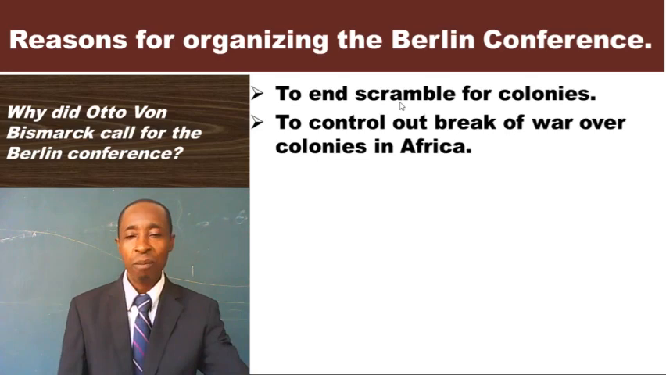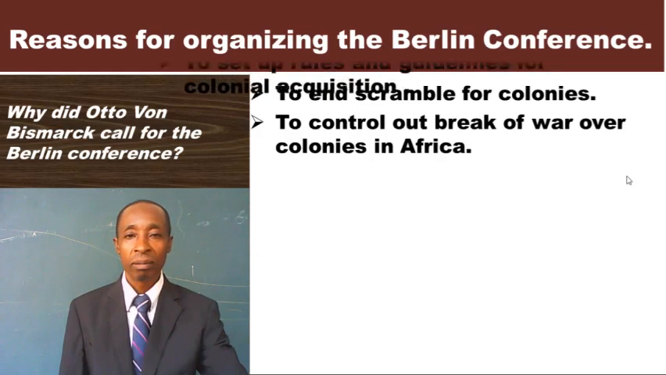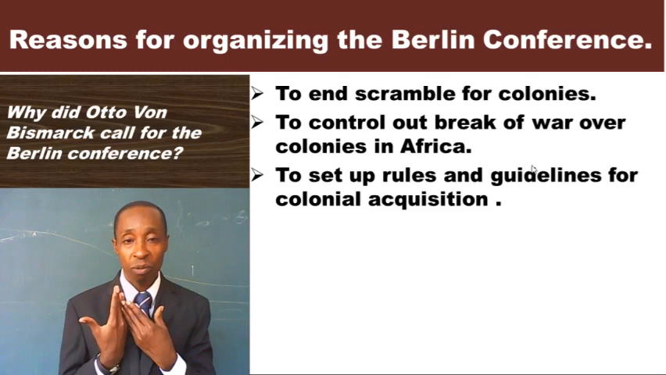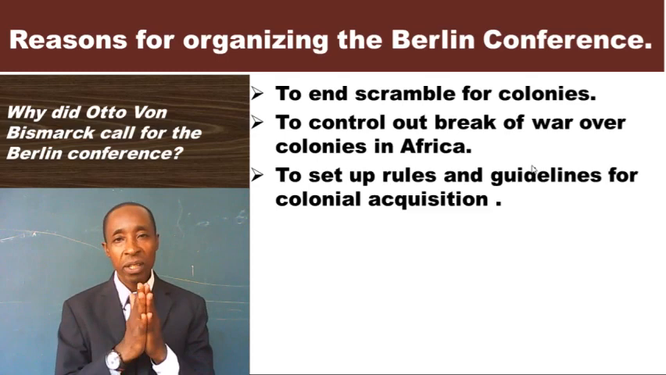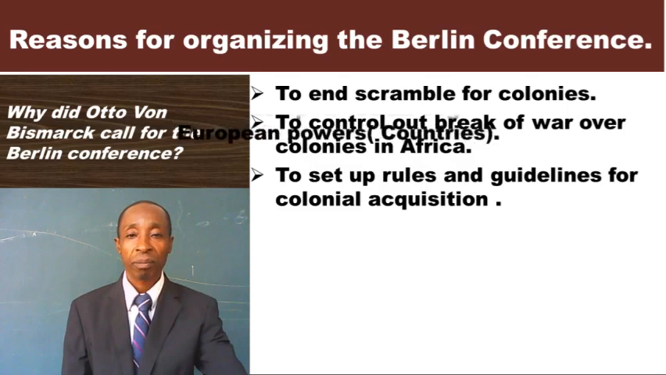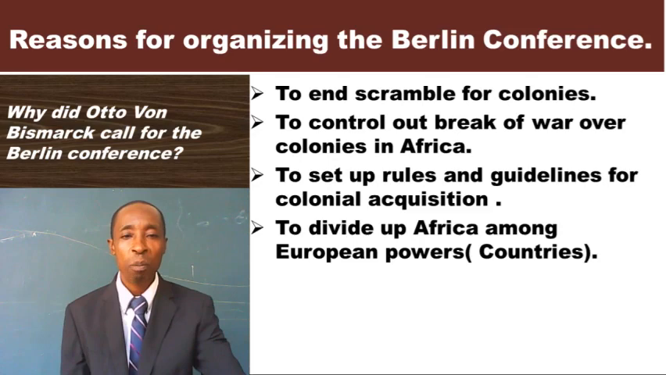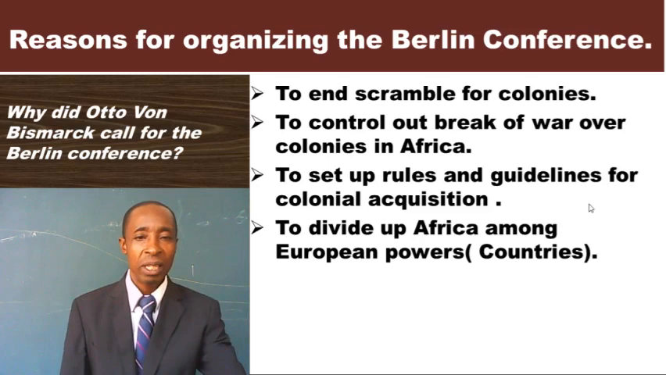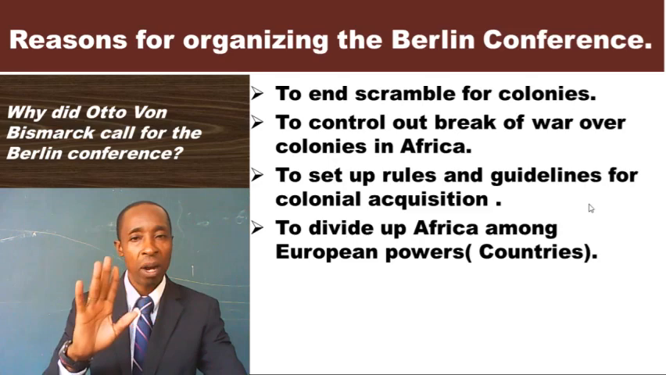Next is to set rules and guidelines for colonial acquisition. It was true that every country, if given a chance, would take the whole of Africa for herself. So they had to set guidelines, rules, laws, precepts for colonial acquisition here in Africa. Also, don't forget, it was to divide up Africa, or share Africa among European powers. Often we shall be referring to these countries as powers, because not all European countries were called, only those that had interest in colonies in Africa and were superpowers.